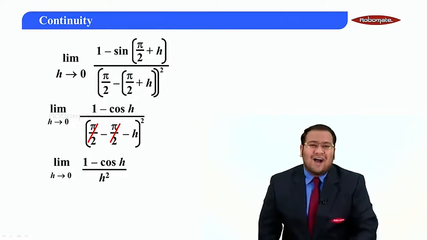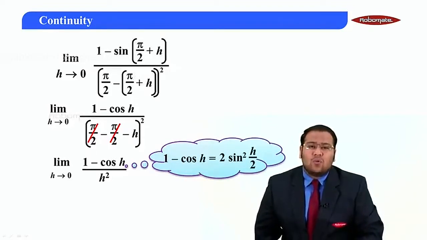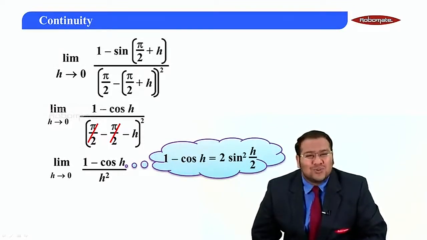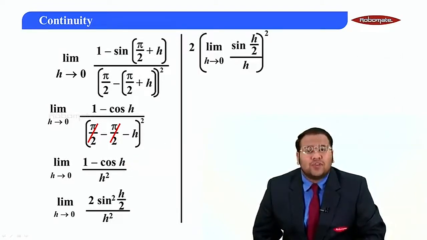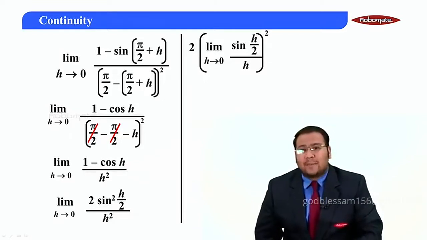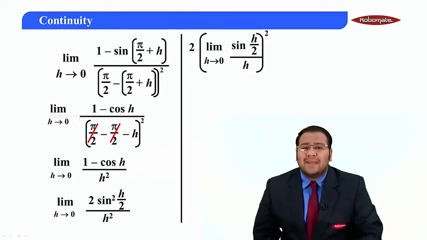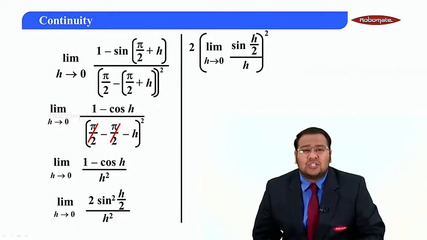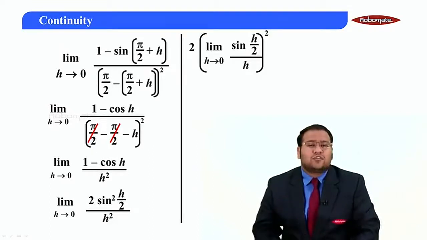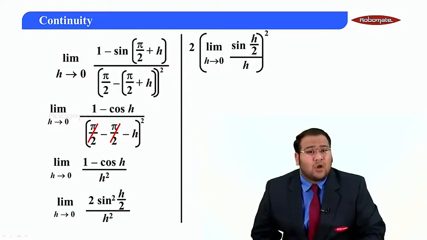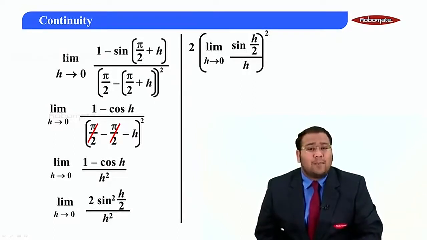1 minus cos h, and the denominator is in square terms, so we have to use half angle formulas. We know that 1 minus cos h is nothing but 2 sine square h by 2. So the equation would be limit h tending towards 0, 2 sine square h by 2 upon h square. As soon as you see this equation, 2 is a constant, it is kept outside. But what you have is limit h tending towards 0, sine of h by 2 upon h the whole square. So what is incomplete? The standard form, that is sine theta upon theta. But here you have h by 2 upon h.